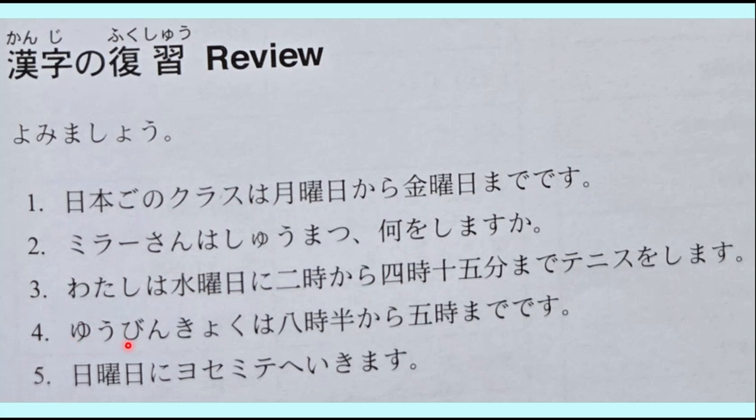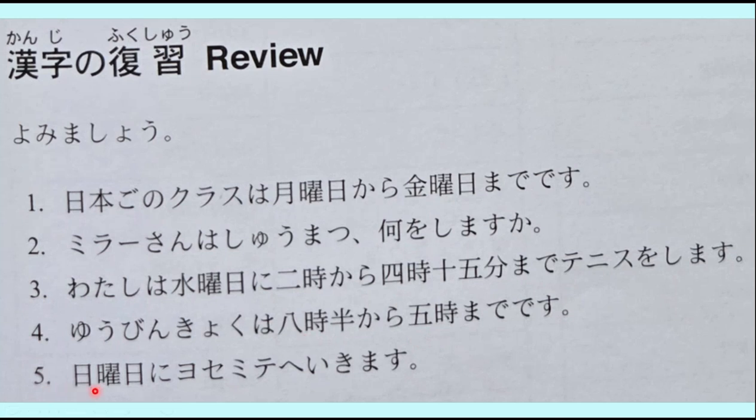Number 4 is Yubinkyoku wa 8時半から5時までです。That means the post office is from 8:30 to 5 o'clock. Yubinkyoku means post office. Hachiji han, that means half past 8. So the post office is from half past 8 till 5 o'clock.